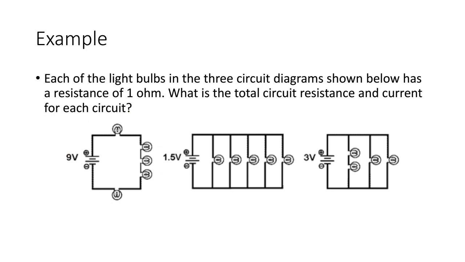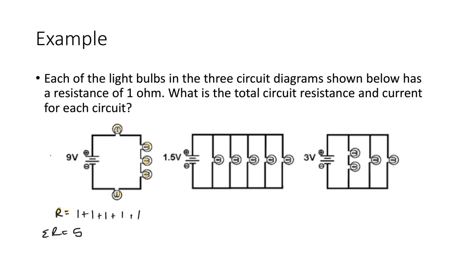This is a circuit in series. So if each of these is 1, we can add together 1, 2, 3, 4, 5. The total resistance would be equal to 1 plus 1 plus 1 plus 1 plus 1, which is a total resistance of 5.